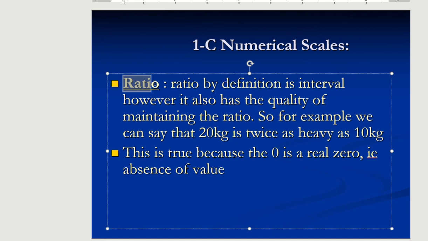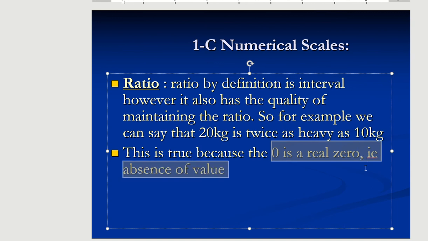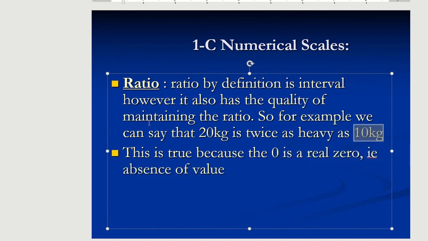As for ratio, it has all the characteristics of the interval scale. In addition to that, it's a ratio scale, meaning here the zero is a real zero. It is the absence of value, and we can say that, for example, 20 kilogram is twice as heavy as 10 kilogram.